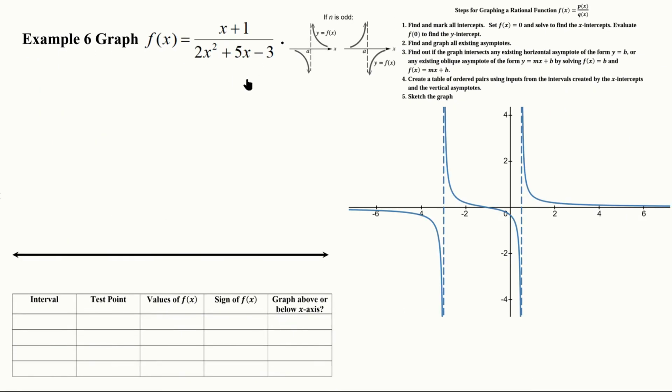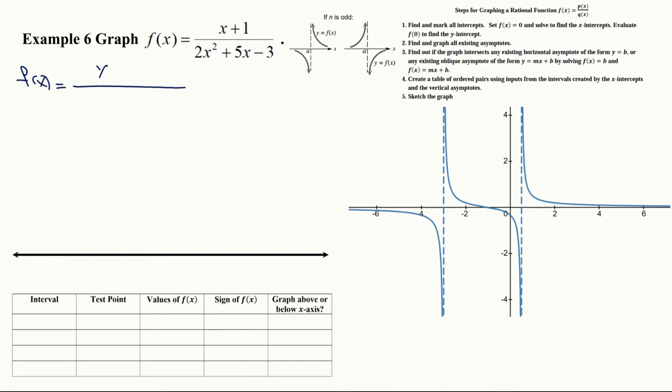All right, so let's go ahead and try the graph of this function. We're going to follow our steps, which I've put here for our reminder, to see how we come up with this graph. All right, so we're going to find and mark all the intercepts, and we'll start with the x-intercepts. We're going to set f of x equals 0. But since I want to make sure that this is fully reduced, I'm going to go ahead and factor that first, okay?